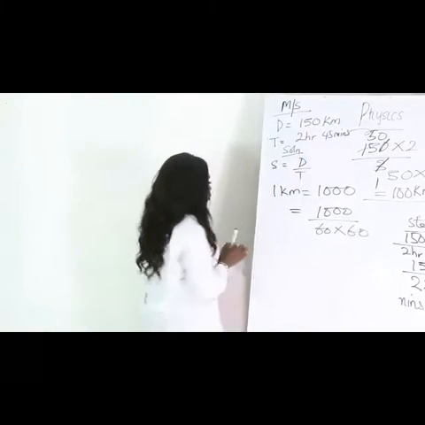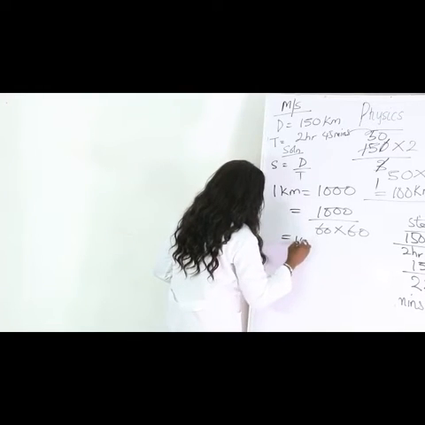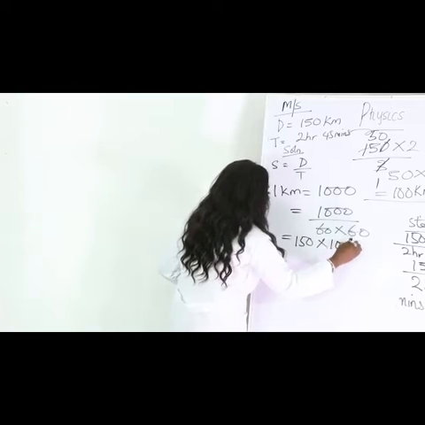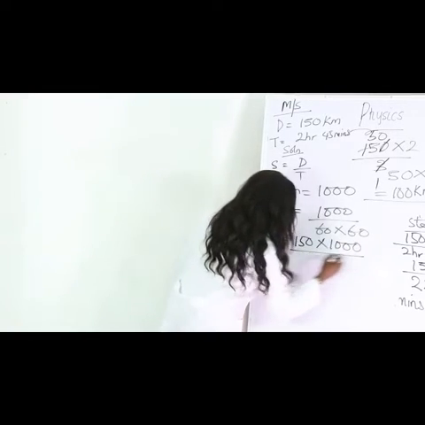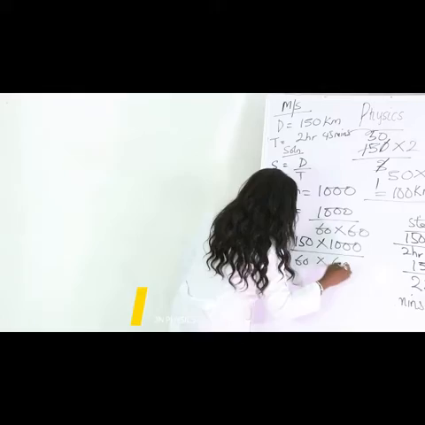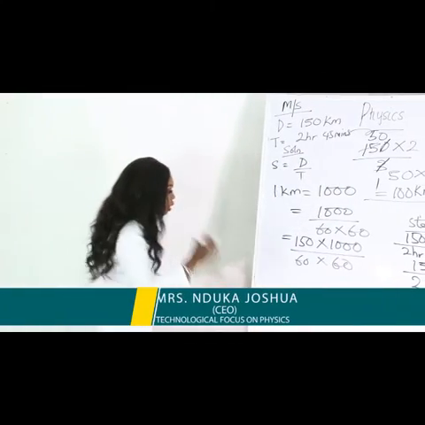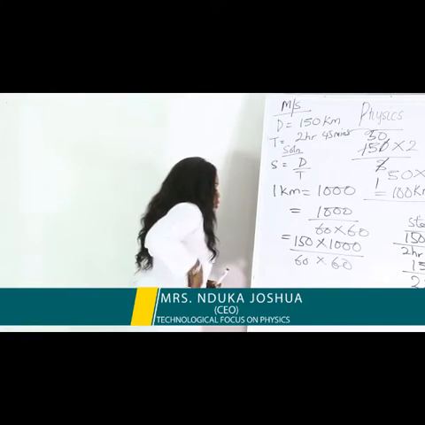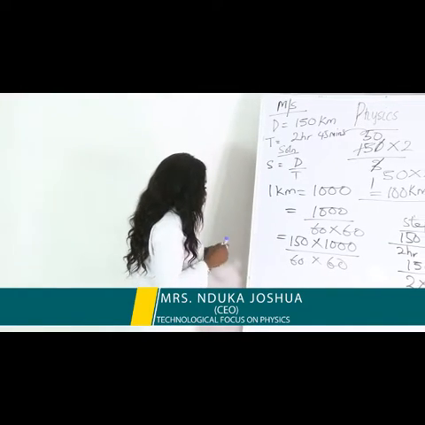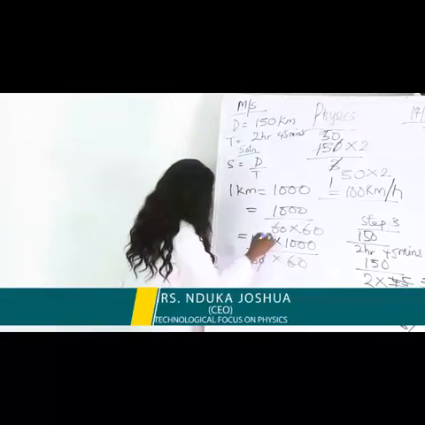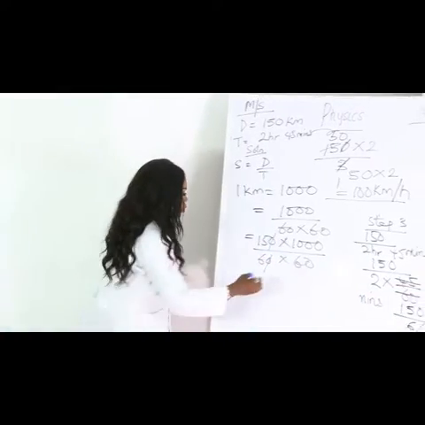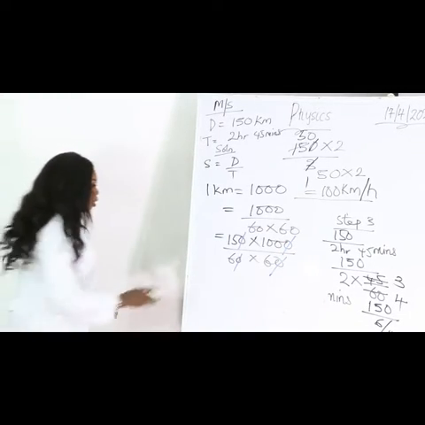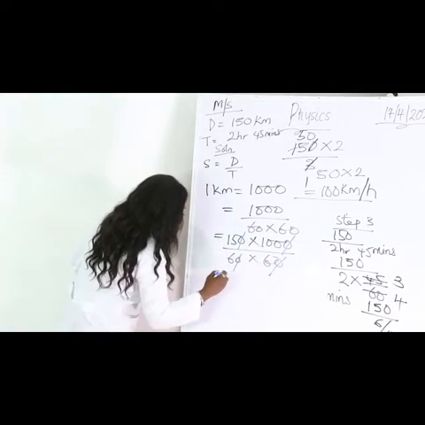Now, for this kilometer, we multiply 150 multiplied by 1,000 all over 60 times 60. So let's start cancelling out fast. We'll use the blue pen to make it better, so you understand our direction this time. So 0, we cancel 0. 0, we cancel 0.